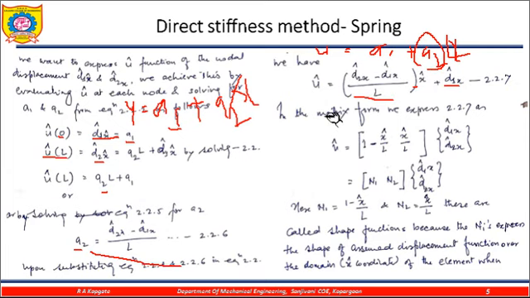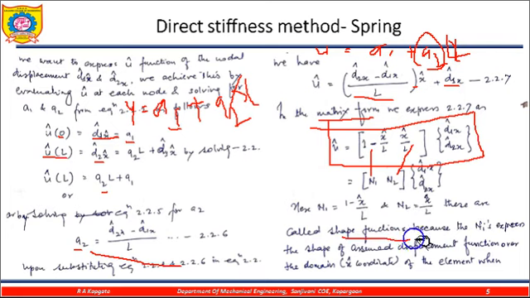Hence I am converting this into the matrix form: [1 − x̂/L, x̂/L] times [d1x, d2x]. The cap suggests this is the matrix form in the local coordinate system. So this is my N1 and this is my N2. N1 is equal to 1 minus x̂ upon L, and N2 is equal to x̂ upon L. This is called the shape function.